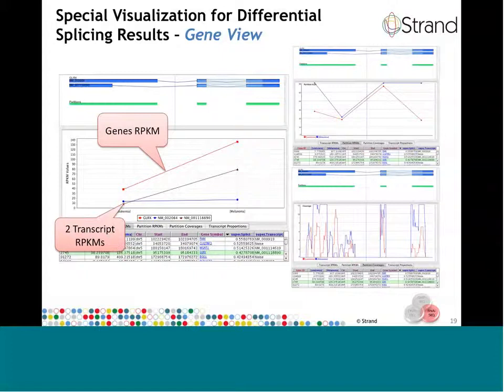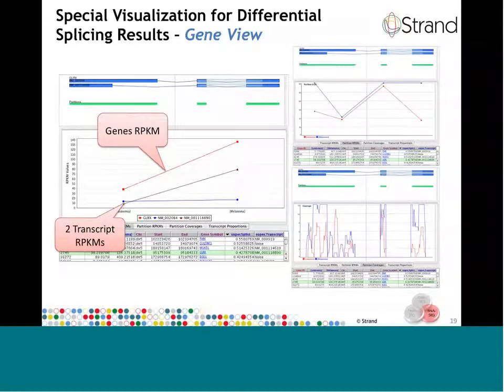We have developed a special gene-centric visualization to display the differential splicing results and the corroborating evidence for this claim, called the gene view. So the gene view shows all the transcripts, known and novel, for a particular gene, and in this case we've shown GLRX. The transcript model we used in this analysis shows 2 transcripts for this gene, differing only in the length of the first exon, the exon on the left.